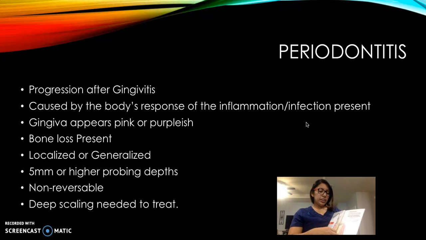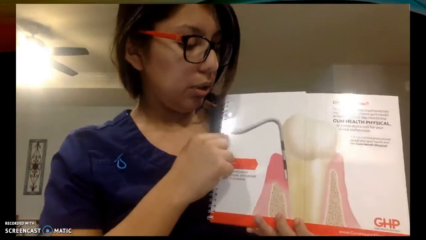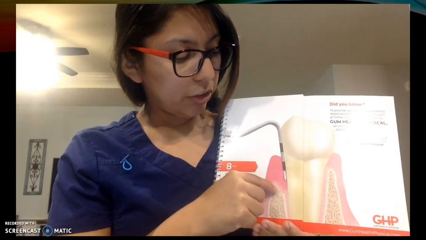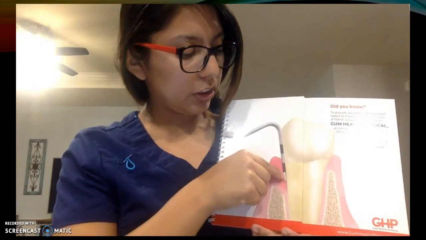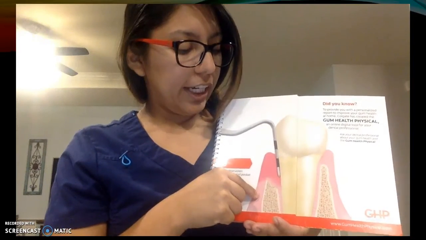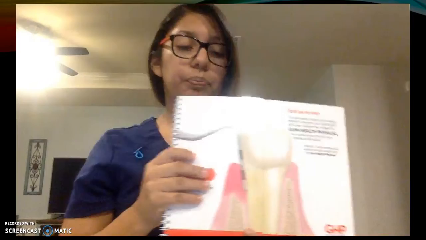So we see here in my chart that when we insert our instrument, we start to see deeper numbers. And this picture shows right here that there has been some bone destruction, which is causing the gum to be more swollen and infected, and the gum is not healthy right now.